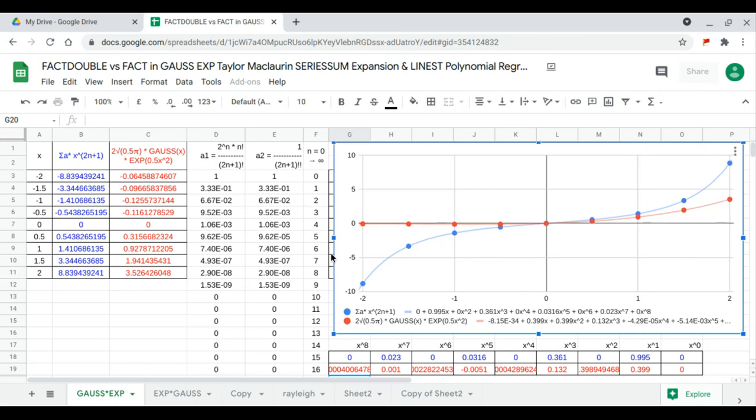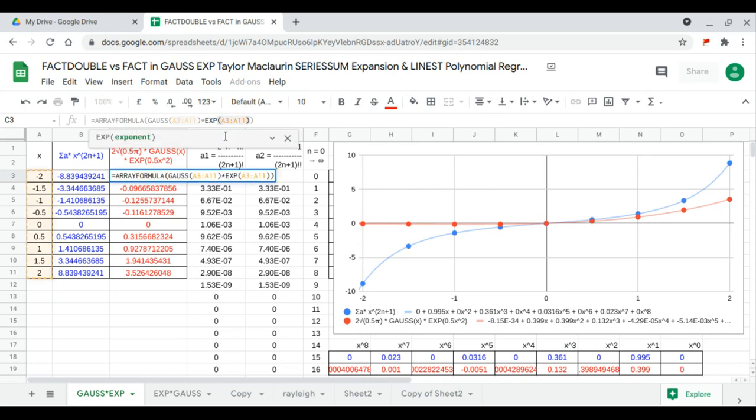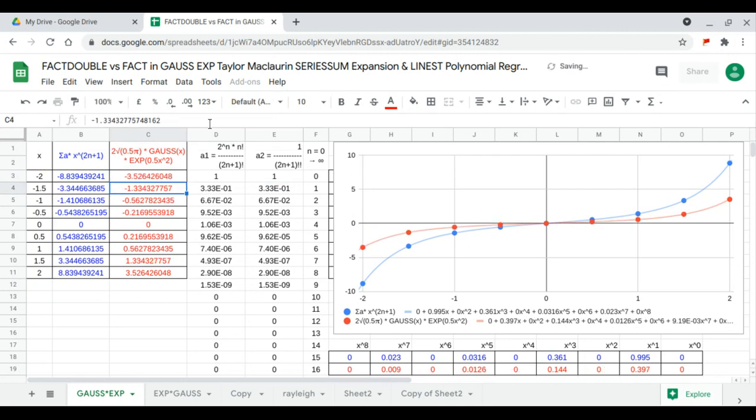Now that we have done the polynomial regression coefficients, we modify our functions, the Gauss exponential function. So our Gauss x is okay, but our exponent will be 0.5 times x squared. So 0.5 times x squared. So x raised to the power 2. And enter. Now it's getting better.